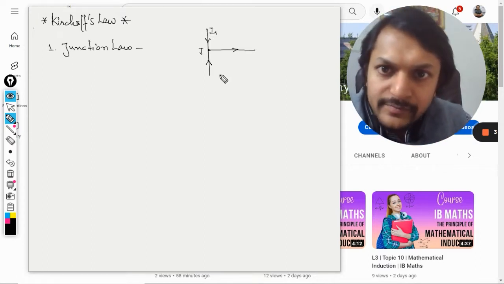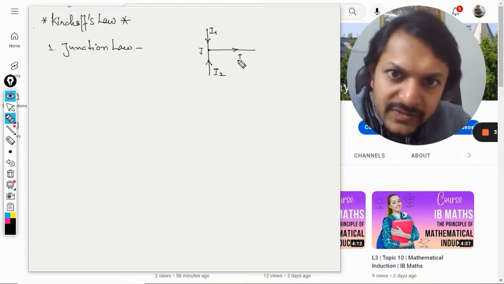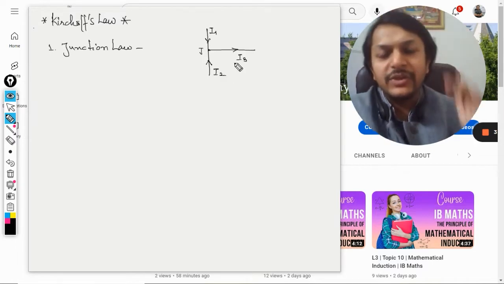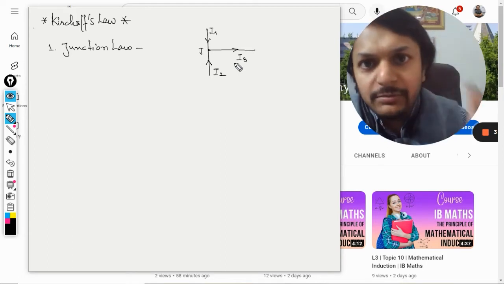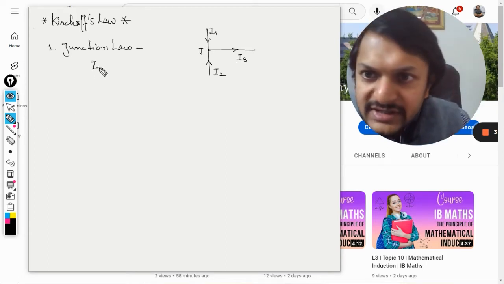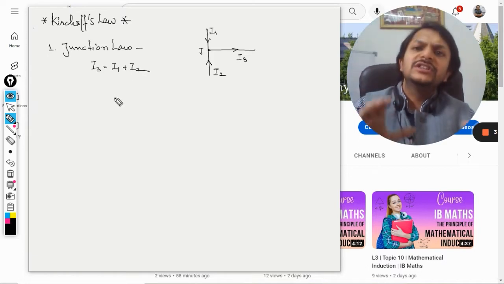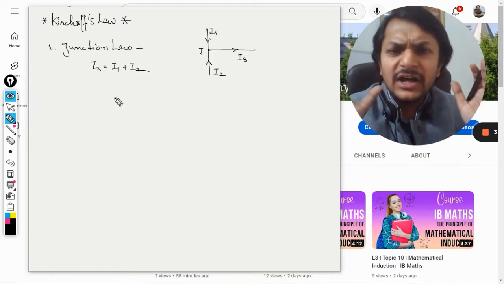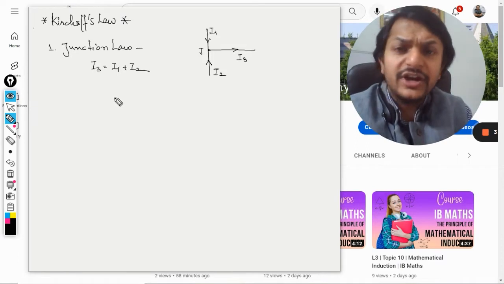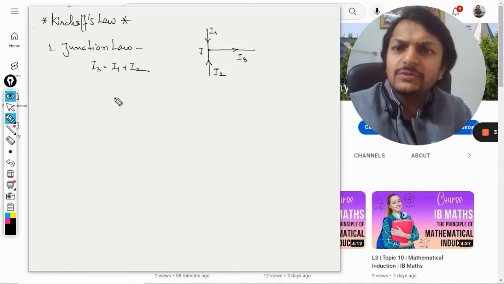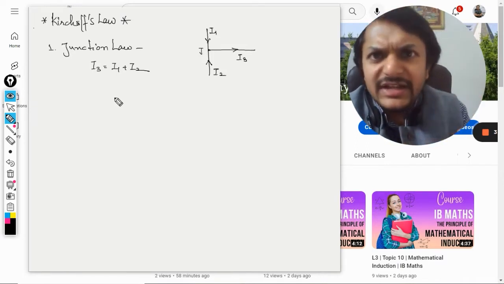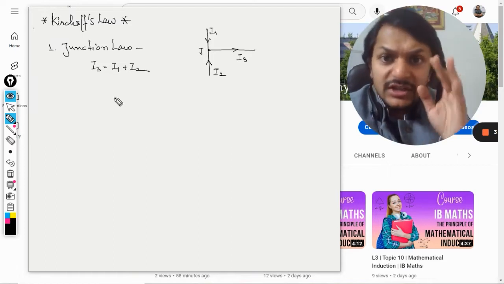Overall, if I1 is the current coming from the upper side and I2 is the current coming from the downside, I can always say that I3 is equal to I1 plus I2. This is a fairly simple law because current is a scalar quantity, so it is added by simple algebraic addition. There is nothing to think about here.